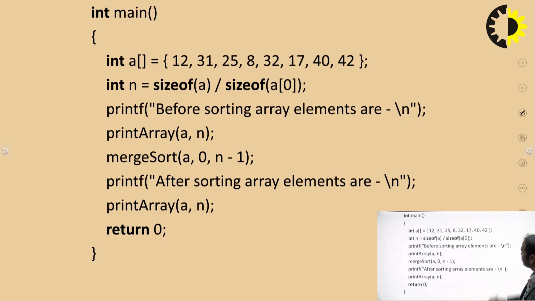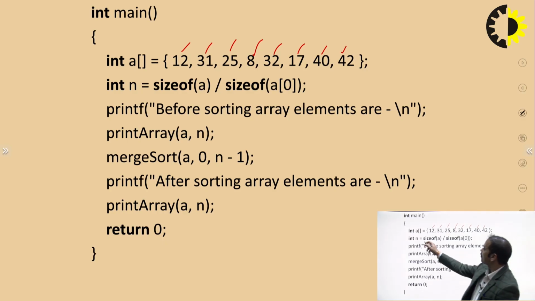Here we have taken 1, 2, 3, 4, 5, 6, 7, 8. Eight values we have to take here: 12, 31, 25, 8, 32, 17, 40 and 42. This is the given data which we have to insert inside the array, and this data is also shown inside the algorithm, how this data is sorted.